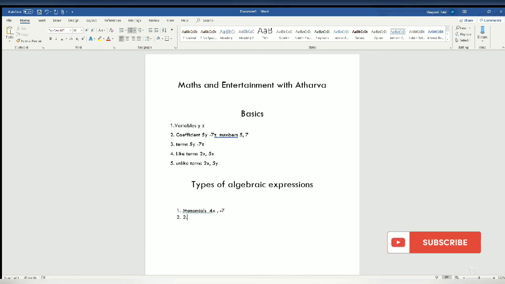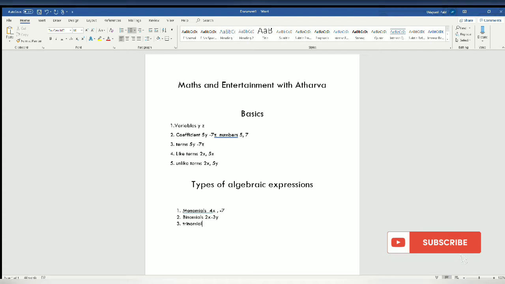Second, binomials. Binomials usually have two terms in them. Like, I will give you an example: 2x minus 3y. Here, it does not matter if they are like terms or unlike terms. It only matters that there are two terms. They are called binomials.